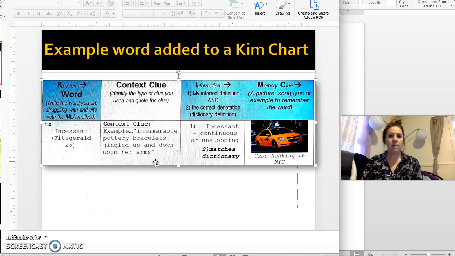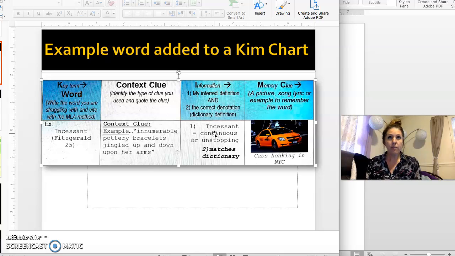And so based on the context, a student could guess what the word means, and they would put continuous because they would hear the bracelets continuously. And they could look it up in the dictionary, and sure enough, it matched what they thought. So they make a note that their inference, their information, was matching the dictionary's information. And so the meaning is continuous or unstopping.